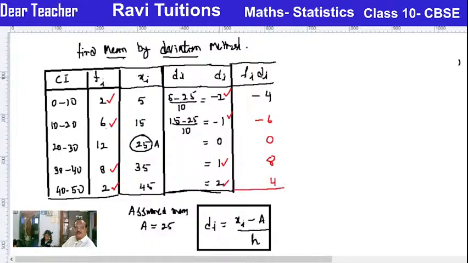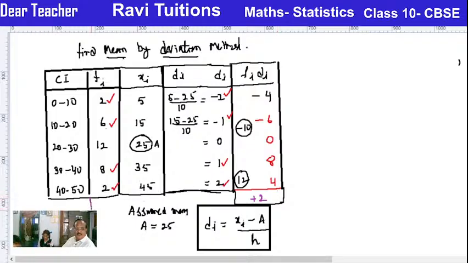Got it? So now you have to add this. How to add? Say minus 4 minus is how much? Minus 10. And this is plus 12. And say this total value is how much? Total value, can you tell me? Minus 10 plus 12. This is plus 2.